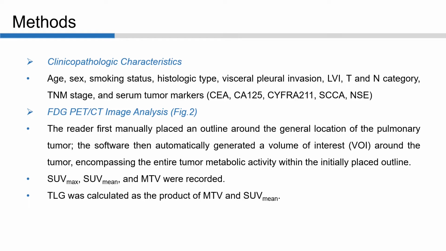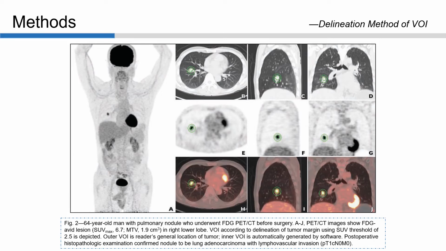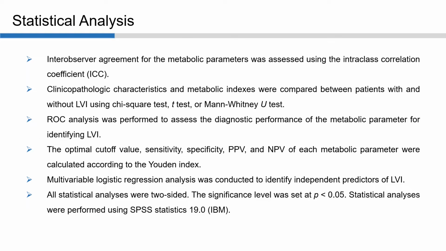MTV was recorded as the total volume of all pixels within the VOI above an SUV threshold of 2.5. TLG was then calculated as the product of MTV and SUV mean. This slide shows an example of the VOI delineation. The detailed statistical analysis is shown in this slide.